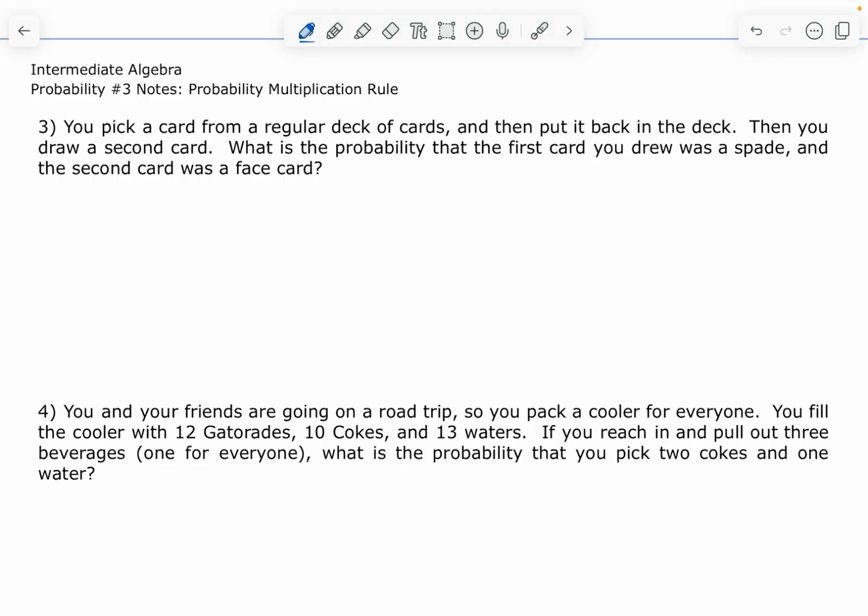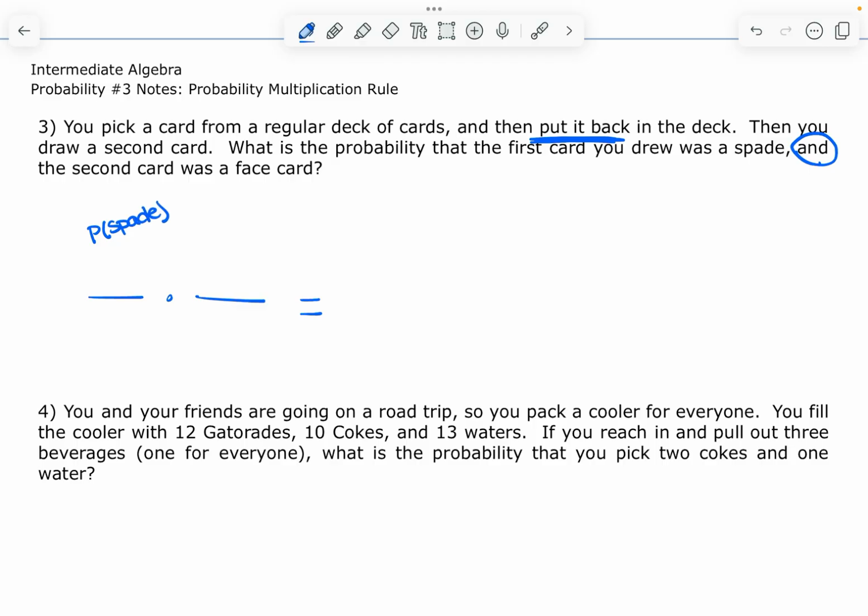Okay, so I'm going to look at the question: probability that the first card you drew is a spade and the second card is a face card. So I know that I'm multiplying, and I'm going to pick 2 of these cards out. That's what it's saying, the first card and the second card. So I only need 2 fractions for this one. It says you put it back. That's going to be really important for us to keep in mind. Let's figure out what we're looking for. The first card I drew was a spade, so I want the probability of a spade.